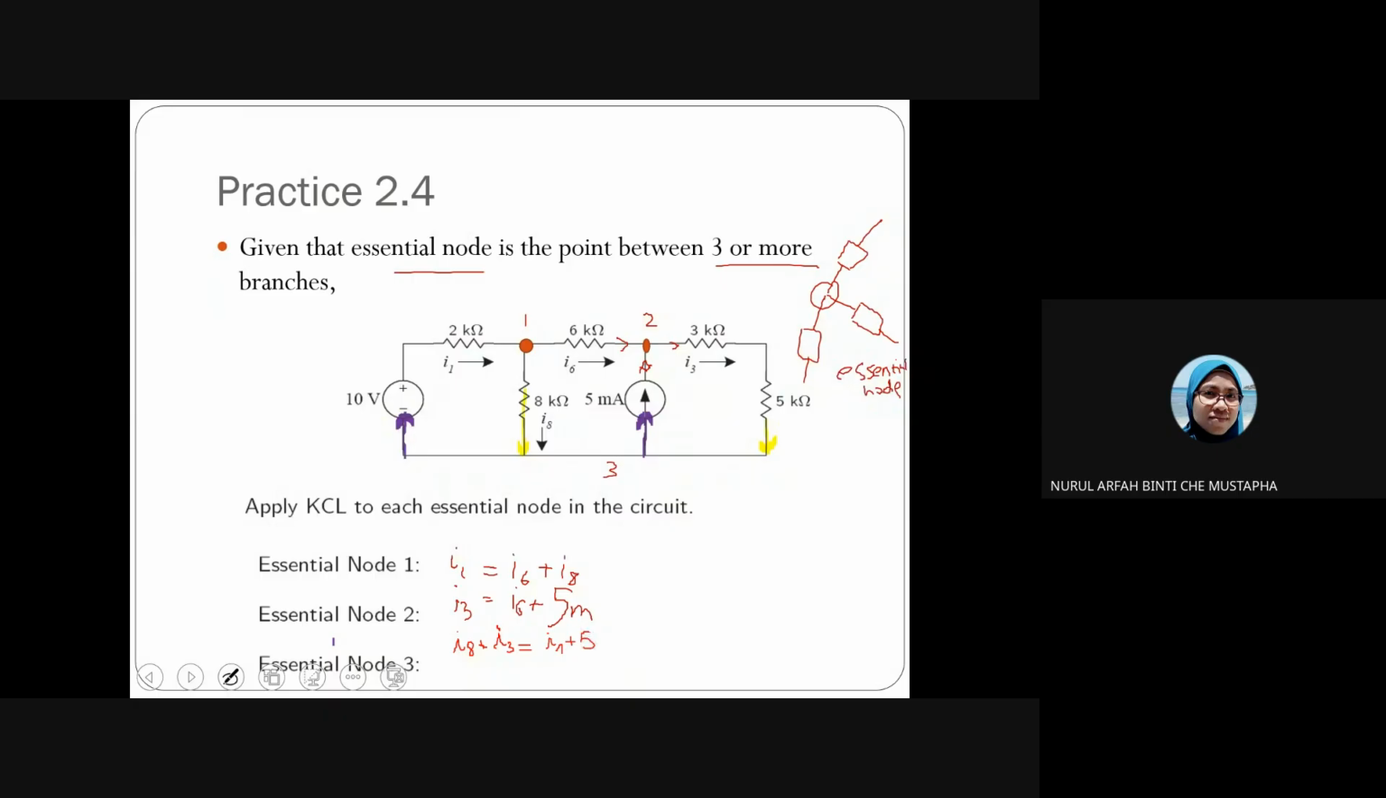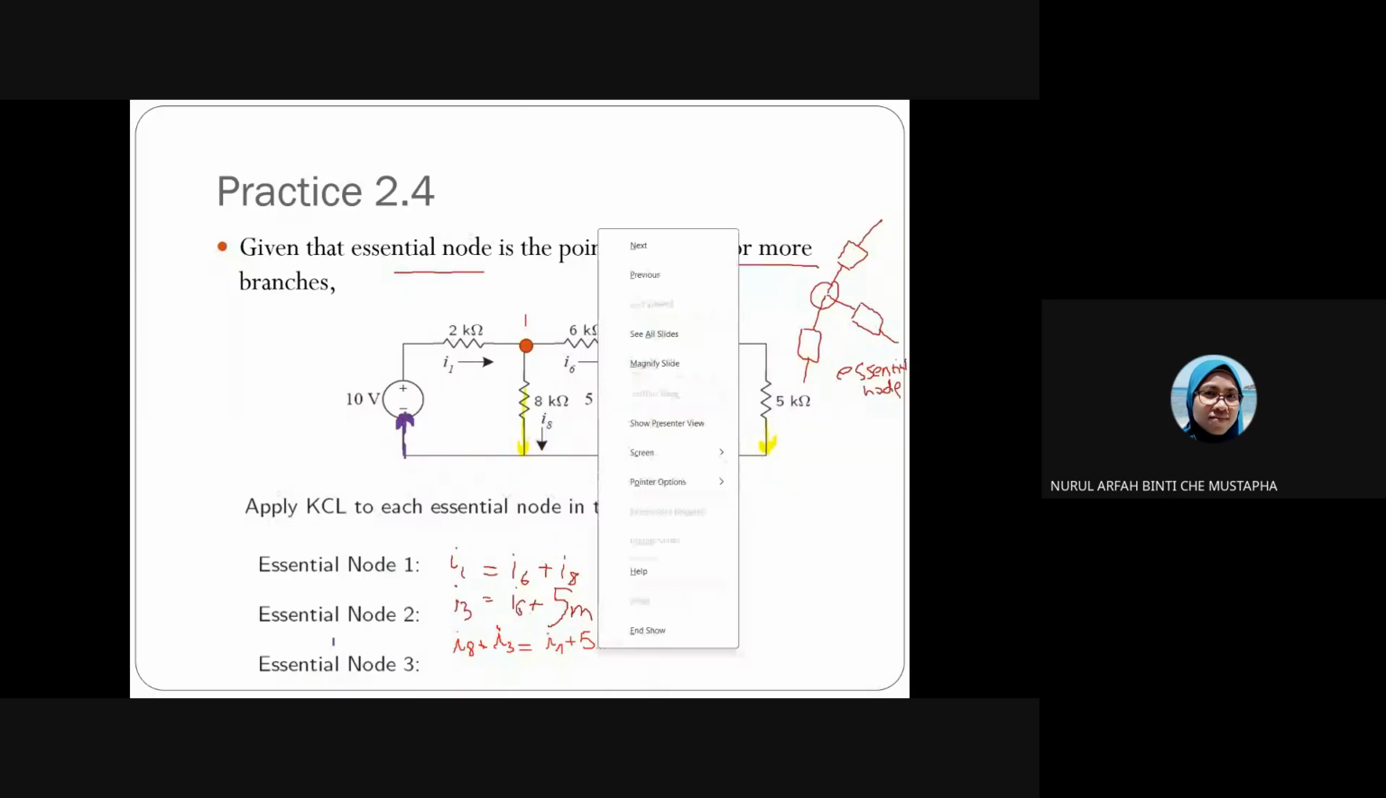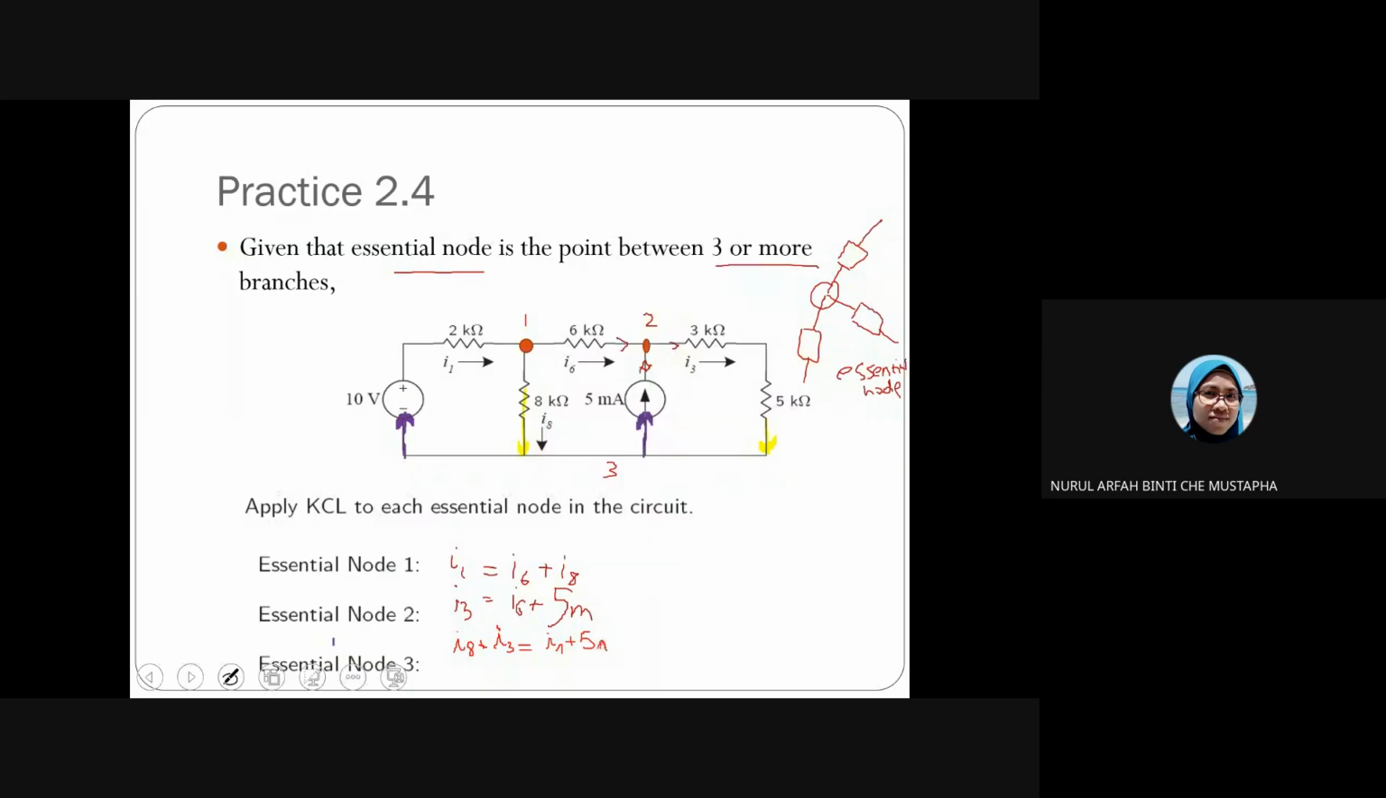5 milli. Don't forget the milli. Usually students will forget the prefix. Prefix milli. You make your handwriting. Okay. All right. Ampere, please remove that. Please remove ampere. Yeah. Okay.